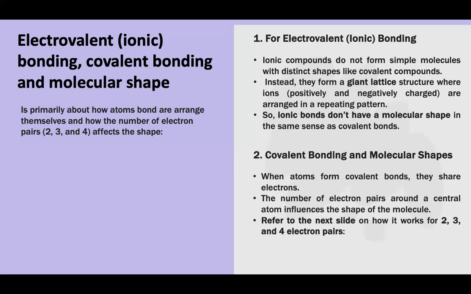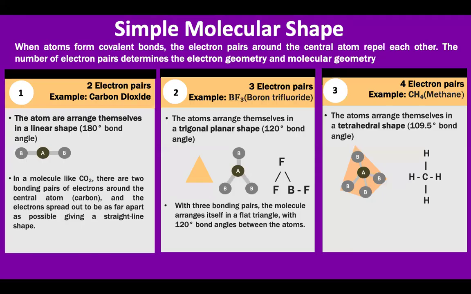For covalent bonding and molecular shape, when atoms form covalent bonds, they share electrons. The number of electron pairs around a central atom influences the shape of the molecule. Refer to the next slide on how it works for 2, 3, and 4 electron pairs. Simple molecular shape: when atoms form covalent bonds, the electron pairs around the central atom repel each other. The number of electron pairs determines the electron geometry and molecular geometry.